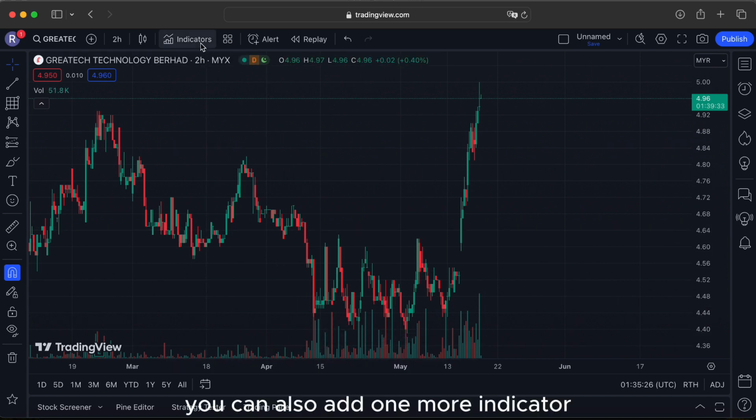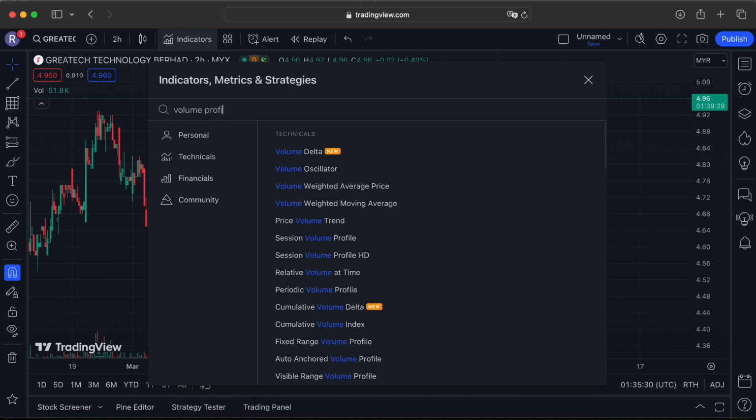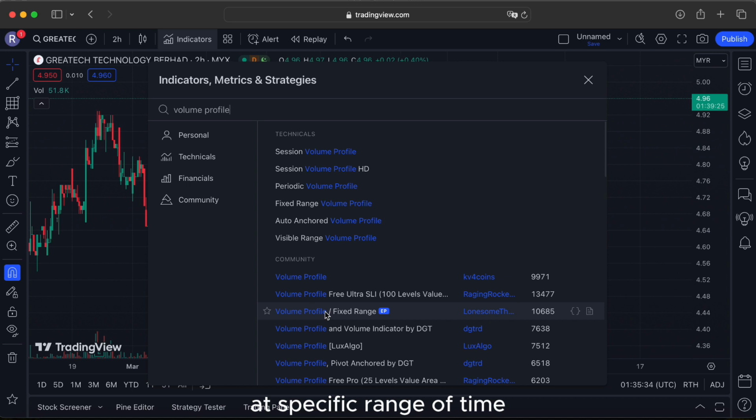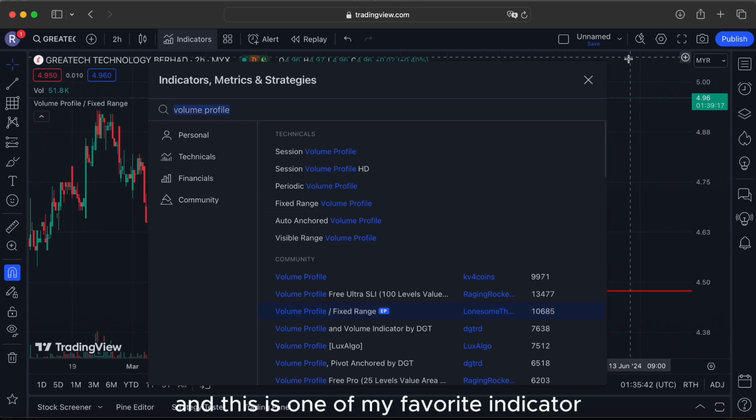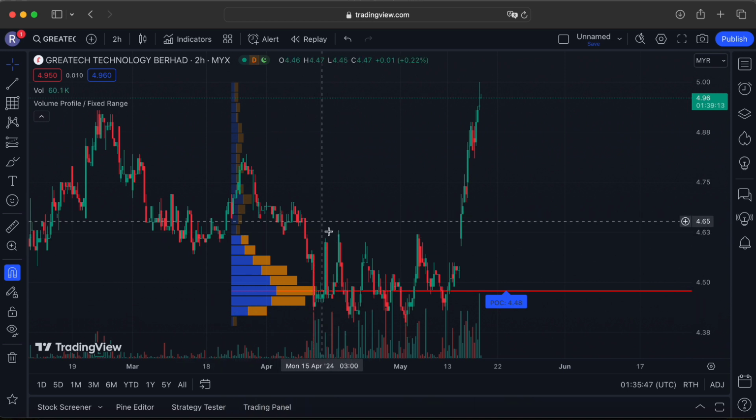You can also add one more indicator. For example, you can add volume profile, and volume profile will show you the volume at a specific range of time. For me, I will choose the volume profile fixed range as my volume profile indicator. And this is one of my favorite indicators that I mostly use during my trade.